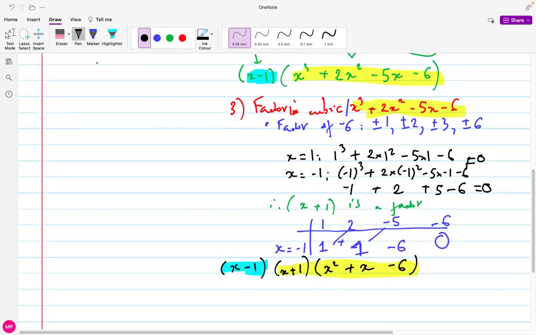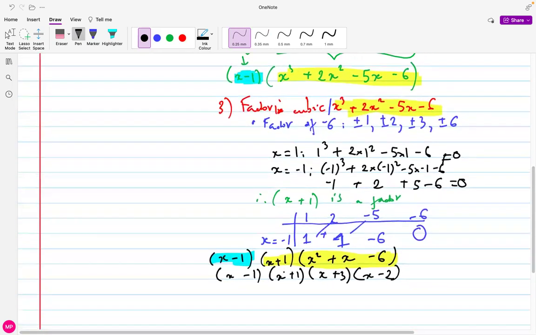Then my last step is literally I just factorize the quadratic inside. So two numbers times together equal negative 6, add together equal 1, which is positive 3 and negative 2. So there you go. You actually factorize into 4 linear factors.